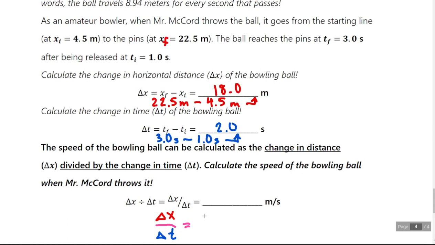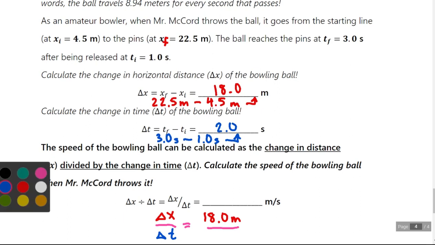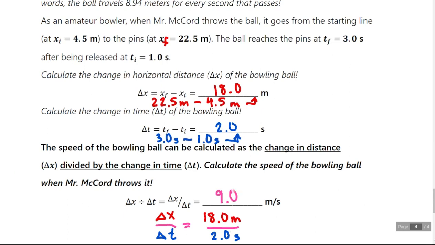So if I take my 18.0 meters and divide it by my 2.0 seconds, what I get is 18.0 divided by 2, which comes out to be about 9.0. And my unit now is meters per second. This might be kind of familiar if you think of it like miles per hour. It's about how fast something is going, how far it travels in a certain time. So this ball is going 9.0 meters every second.